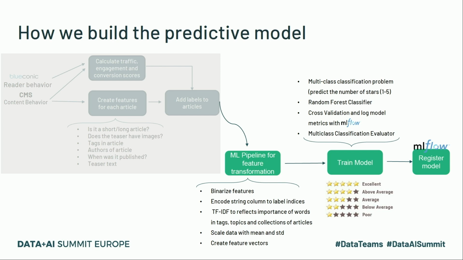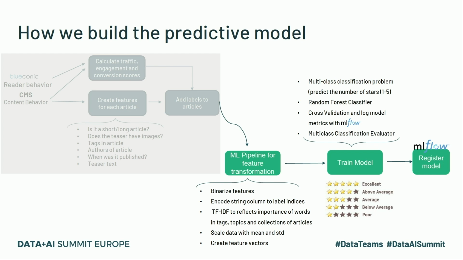Next, we'll see how we built the predictive model. So we see here on this slide that once we created a data set which contains all the features together with the labels for each article, we were ready to create a pipeline and to train a predictive model. So in the first step, we created a machine learning pipeline to transform our features.